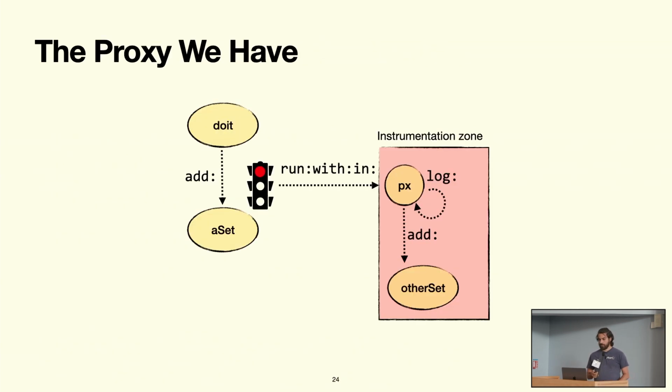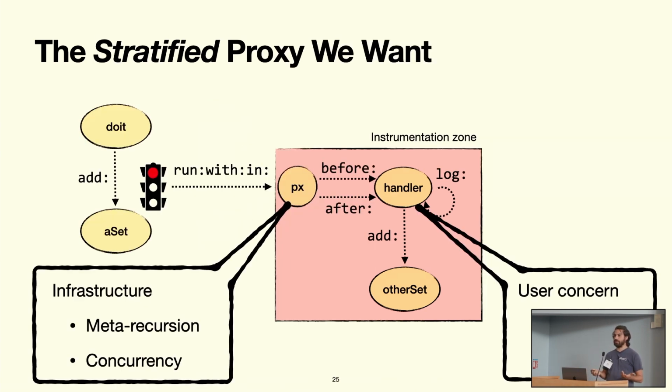So this is the proxy we have. Let's imagine, yes, this is what I showed you before. Actually, what we want is probably something more similar to this. We want something that is stratified. What does it mean to be stratified? It means that we want to separate the layers. So we want to have two different objects in there, not just one proxy. We have to have two different objects with two different responsibilities.